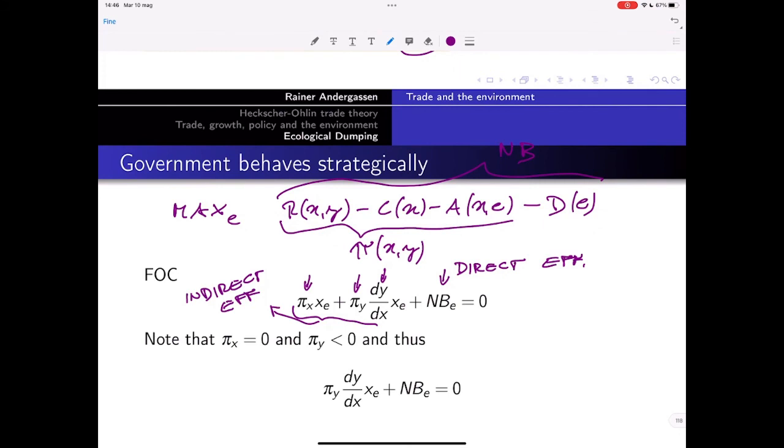Now note the following. Again, this is just a result of the envelope theorem, which we have seen last week. Pi x equals 0 because firms maximize profits. So this term here disappears because firms choose X maximizing profits. That's why pi x equals 0, because of the first order condition. And so the only thing that remains is this second term and the third term here.